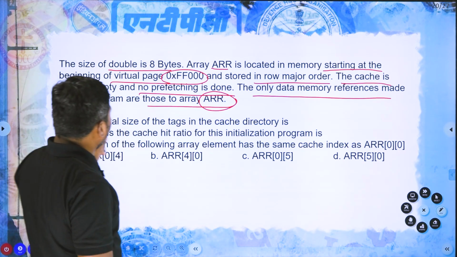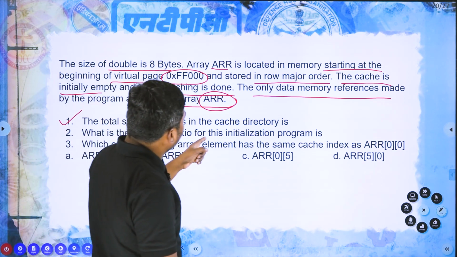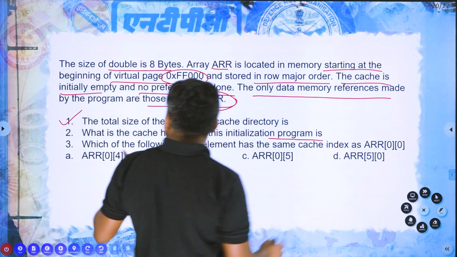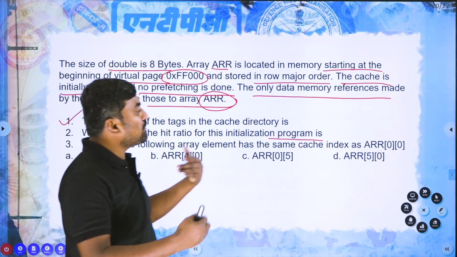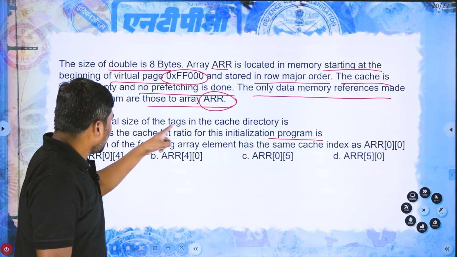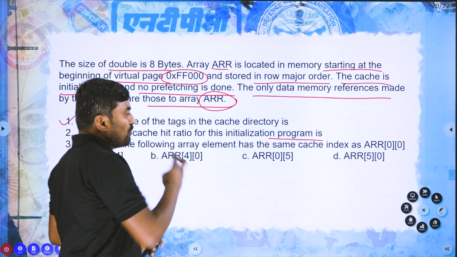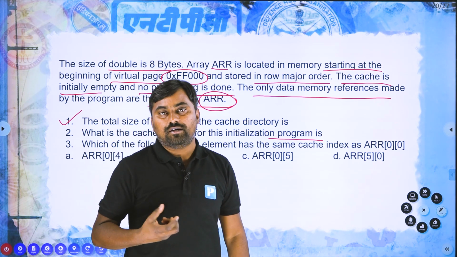Question says the total size of the tags in the cache directory. What is the cache hit ratio for this initialization of the program? And the question also asks which of the following array elements has the same cache index as 0, 0? So we need to answer it. For answering this tag directory, please understand, we need tag bits. We need tag bits required, compulsory, right? Tag bits required.